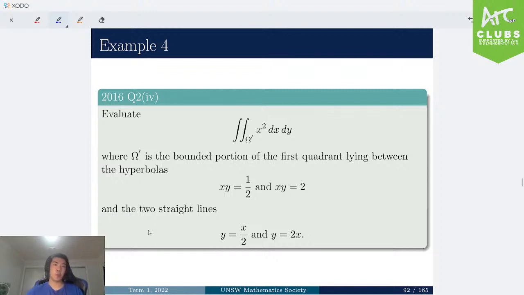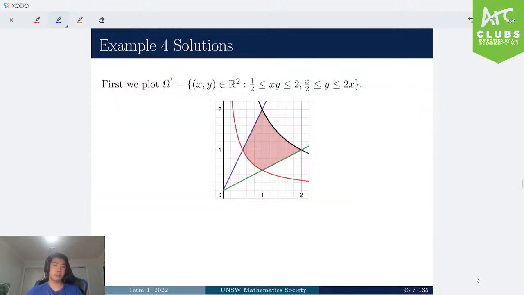Okay. So we want to evaluate the integral over the region omega dash of x squared dx dy. Okay, where this region omega dash is the first quadrant lying between the hyperbolas xy equals half and xy equals 2, and the two straight lines y equals x over 2 and y equals 2x. Okay, so how does this region look like? It looks like this. All right, so it's graphed on Desmos. You can notice that these two are your hyperbolas, and these two are your straight lines. Okay, so the region bounded in between.